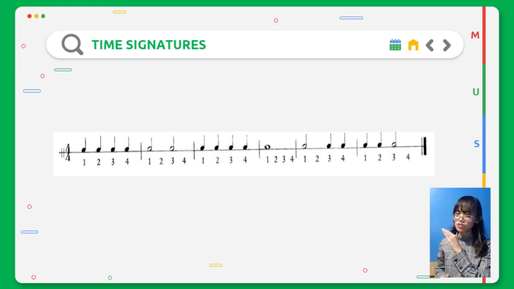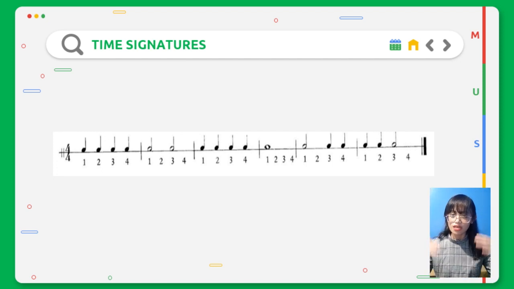So, I'm going to do it continuously from the very first measure up to the last measure. So, from the start. 1, 2, 3, 4, 1, 2, 3, 4, 1, 2, 3, 4, 1, 2, 3, 4, 1, 2, 3, 4, 1, 2, 3, 4.